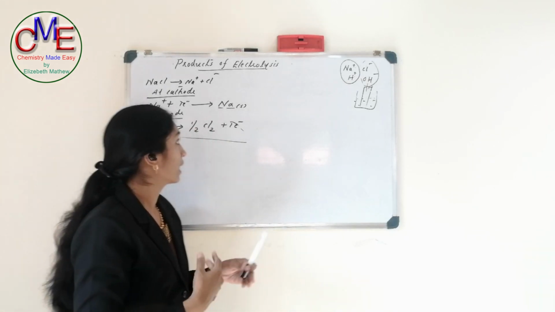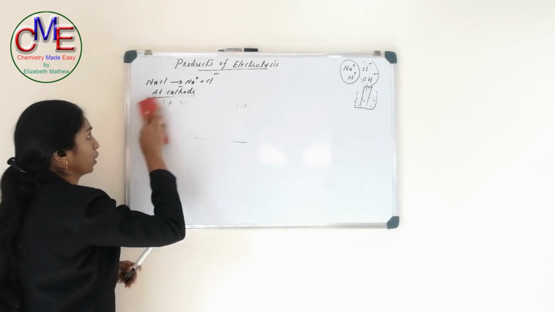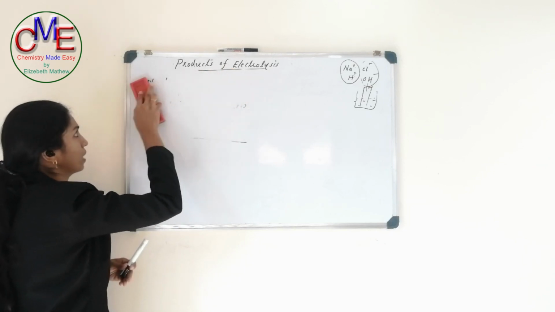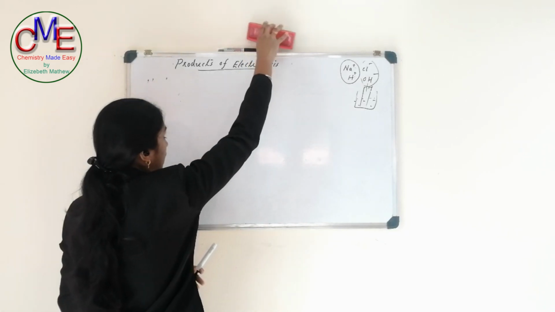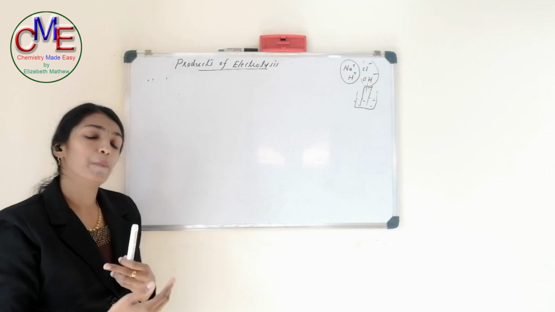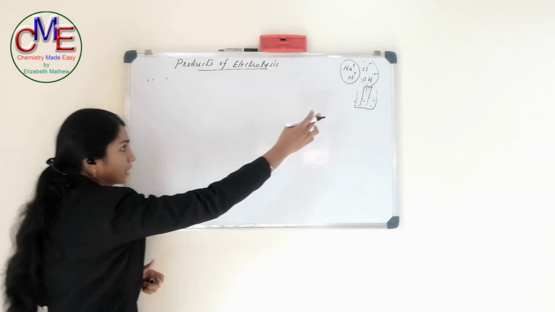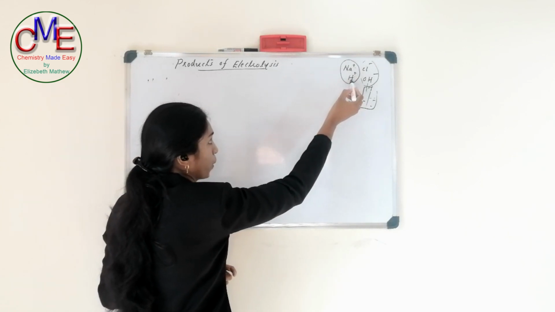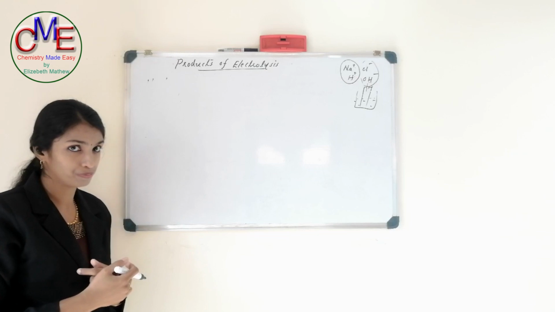Okay, but instead of molten sodium chloride, if we use aqueous sodium chloride, what will happen? Let's see. Aqueous sodium chloride contains Na+ ion and H+ ion. Now our electrolytic solution contains Na+ ion, H+ ion, Cl- ion and OH- ion.